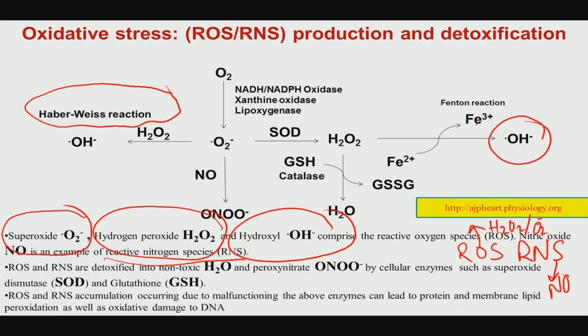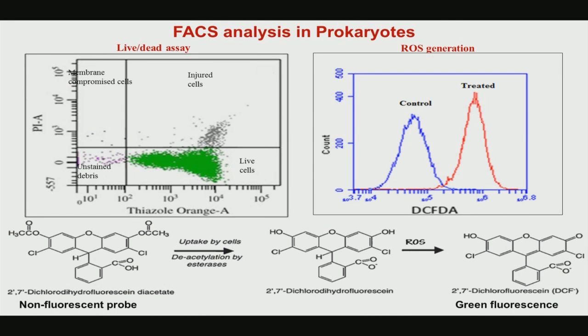So, once you get this reactive oxygen species, the next stage is that you have to quantify it, and you can do that using the fluorescence activated cell sorter. In the case of the live-dead assay shown here, you use propidium iodide, and in the case of bacteria you use a different reagent called thiazole orange. The use of these two reagents will essentially stain the cells differently. In one case you have unstained debris, and green dots are like live cells.